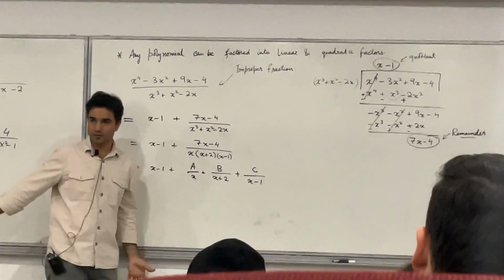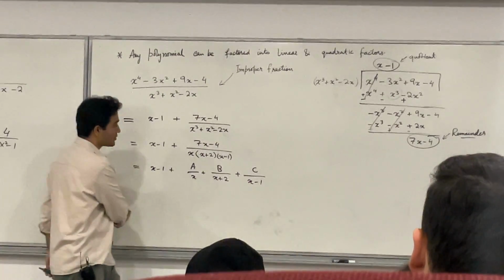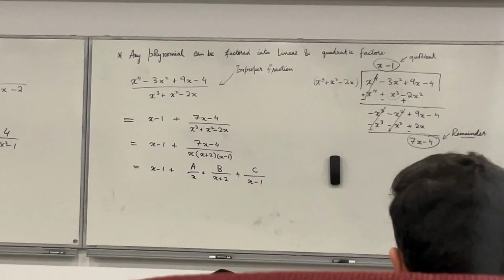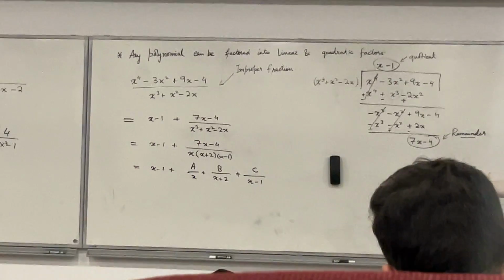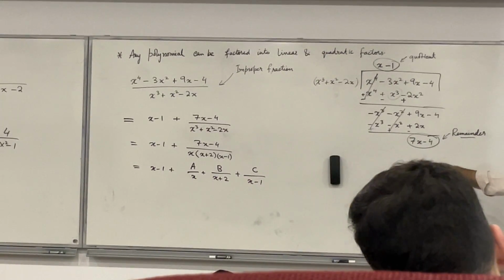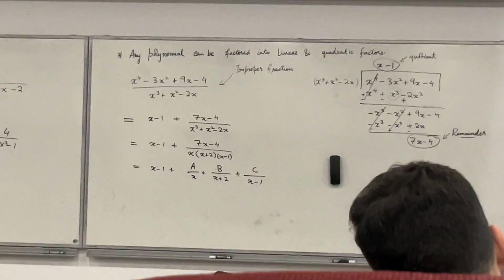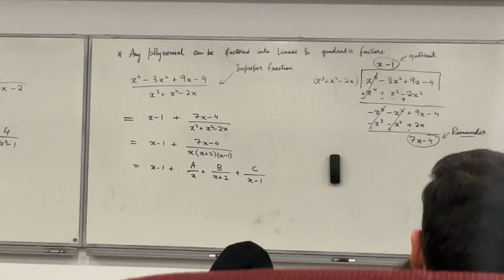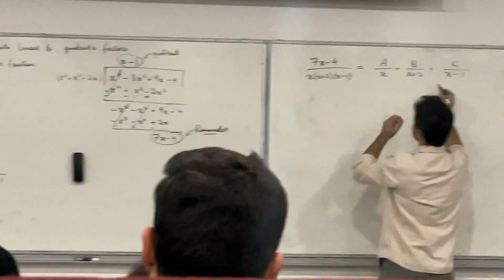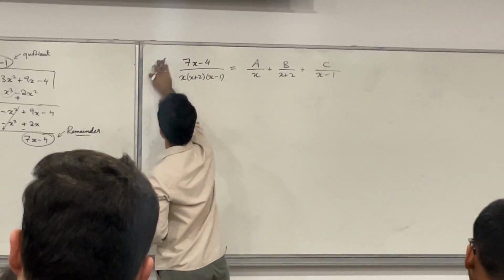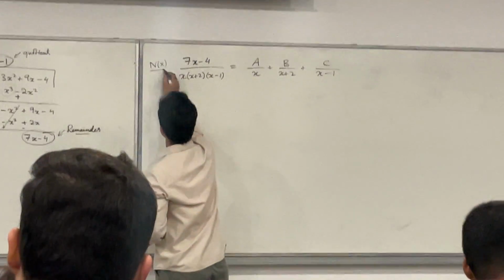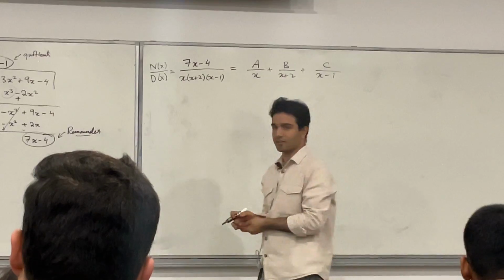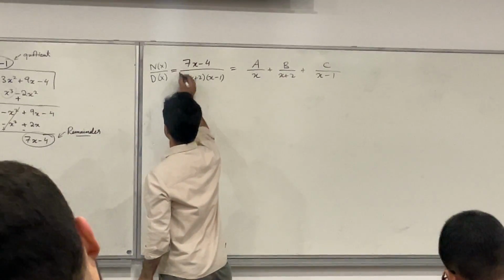So this is where you do this business I was talking about. Let's do this over here for a second. So let's say I have 7x minus 4 over this, x times x plus 2 times x minus 1. And I know that it's some a over x, some b over x plus 2, and some other number over x minus 1. Let's call this numerator of x over denominator of x, just for a second.